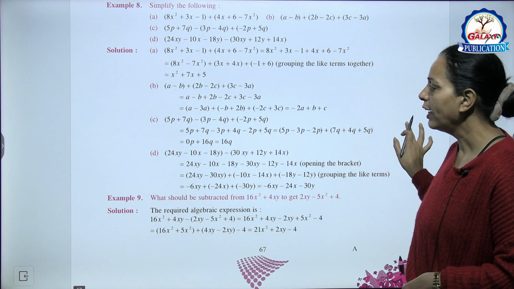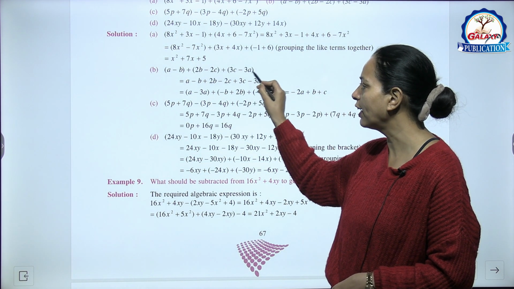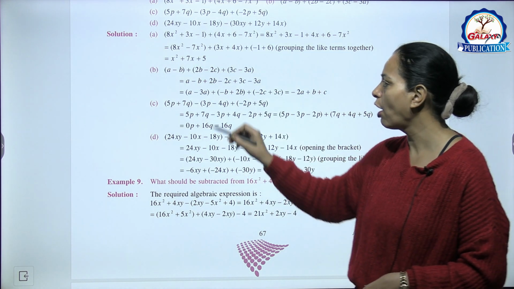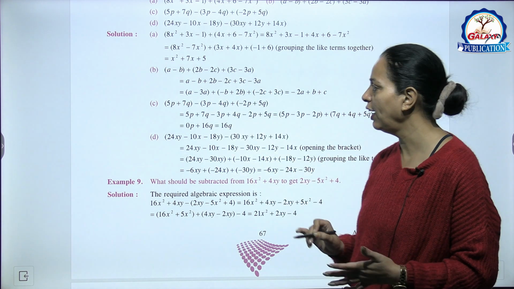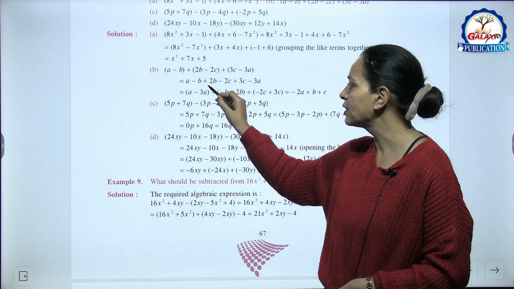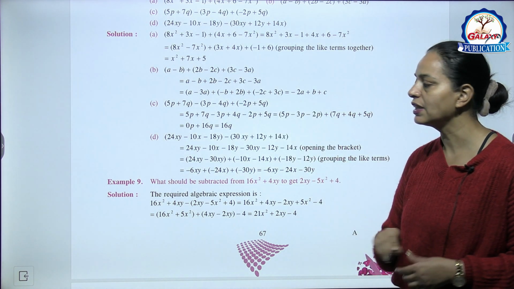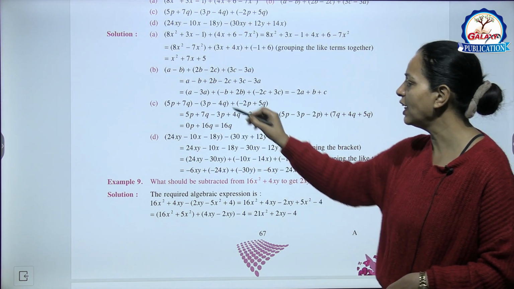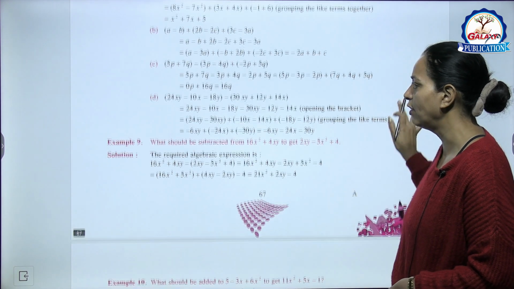Now B part, A minus B plus bracket 2B minus 2C plus bracket 3C minus 3A. Now A minus B, this one as it is. Now combine AA, BB and CC. So A minus 3A plus minus B plus 2B plus minus 2C plus 3C. So A minus 3A is minus 2A plus B plus C, right?